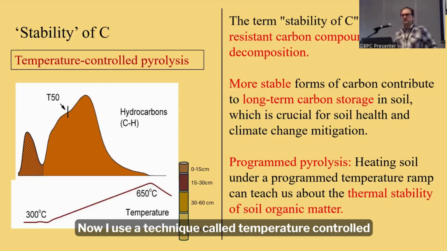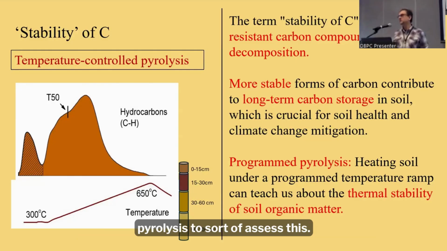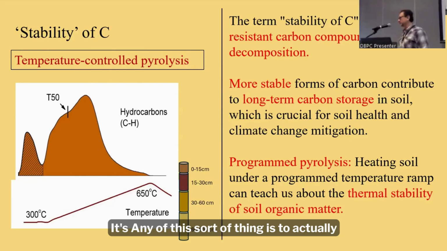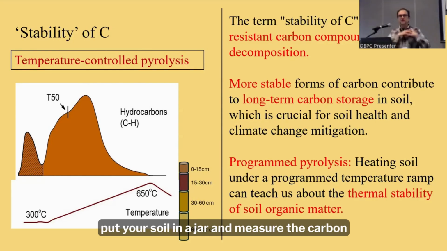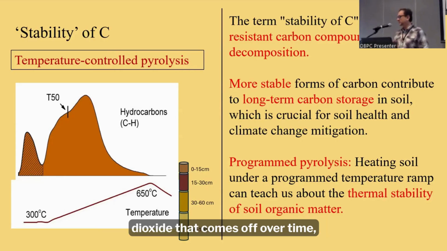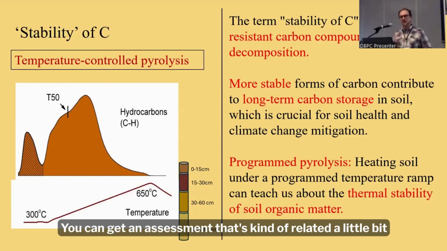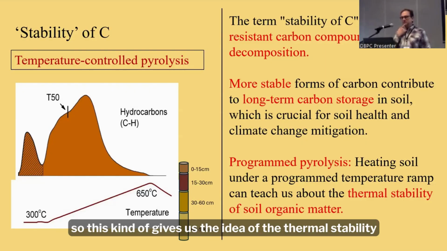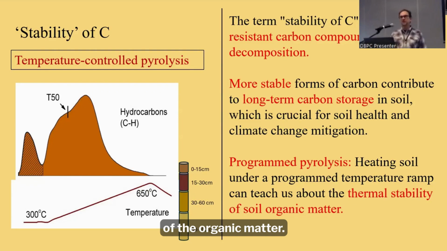Now, I use a technique called temperature-controlled pyrolysis to sort of assess this. The gold standard for this sort of thing is to actually put your soil in a jar and measure the carbon dioxide that comes off over time. But it takes 3 months. So I like to use this technique, because you can get an assessment that's related a little bit more quickly, and it's a very good insight that you can get. So this kind of gives us the idea of the thermal stability of the organic matter.